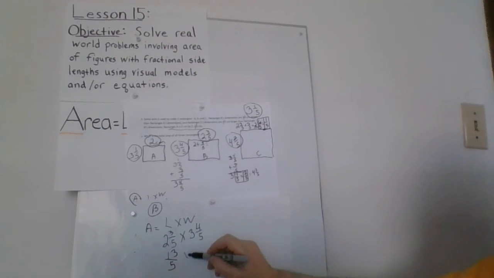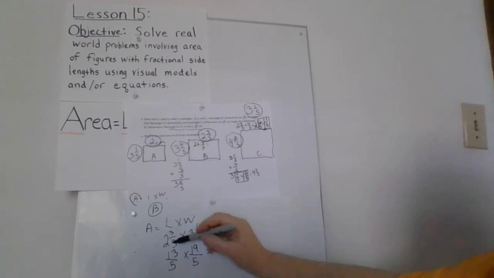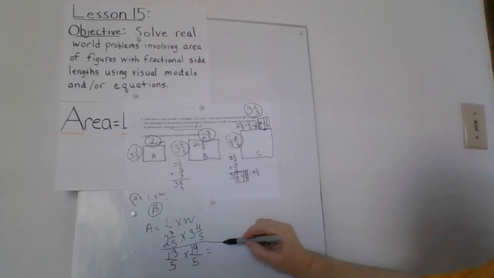Then I'm going to change this one. 5 times 3 is 15. 15 plus 4 is 19. 19 over 5. Now I'm left with numerator times numerator, denominator times denominator.